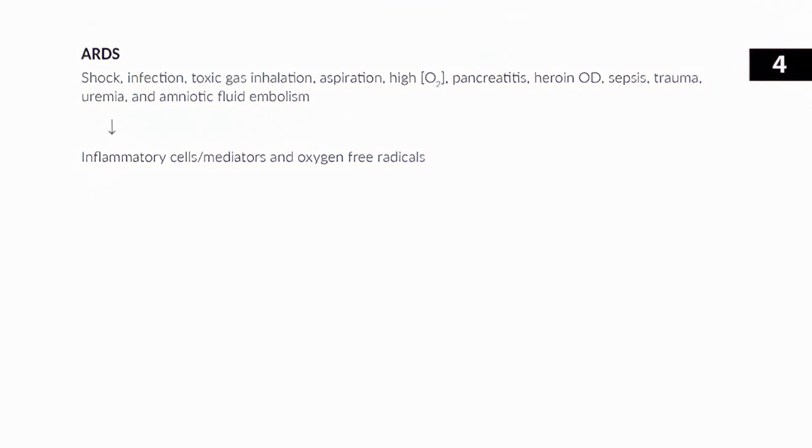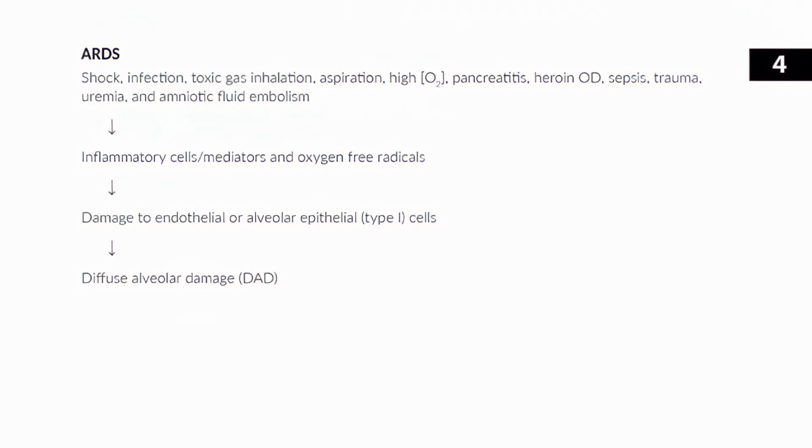Now, these initial insults result in the recruitment of inflammatory cells to the lung, and those inflammatory cells generate inflammatory mediators as well as oxygen-free radicals. Then, due to the initial insult plus these inflammatory changes, you end up with damage to both the endothelial cells in the pulmonary capillary bed and also damage to the type 1 alveolar epithelial cells. This is referred to as diffuse alveolar damage, which in turn leads to more inflammation and more alveolar damage.